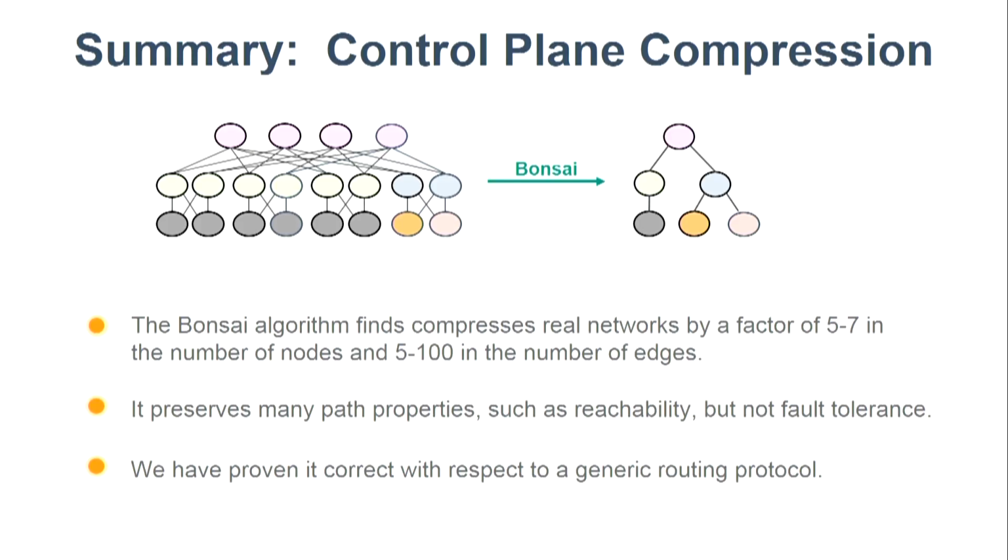Okay, so to summarize, Bonsai is a tool that's complementary to most of the other research in control plane verification. It's complementary because it takes a concrete control plane and produces a much smaller control plane that you can then go ahead and use one of your other verification tools off the shelf on. So it preserves many path properties, but it does not preserve fault tolerance. We've done a theoretical analysis with respect to a generic algorithm and proven a number of its properties. Thank you.